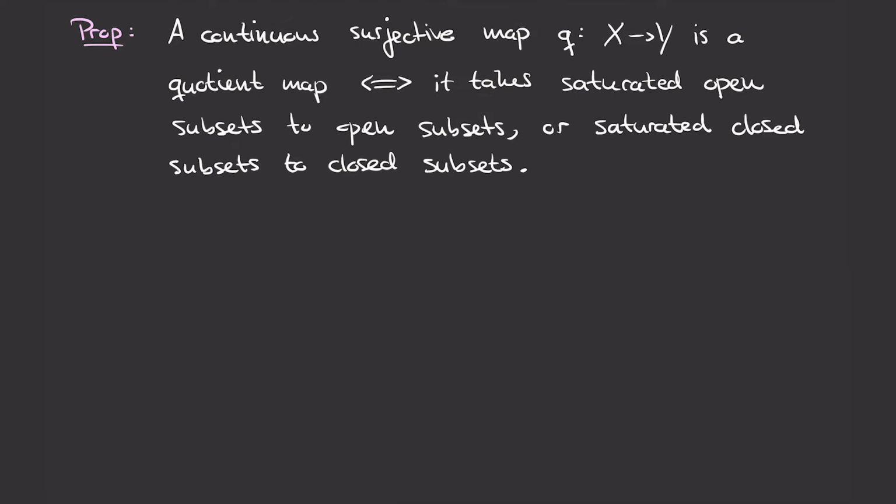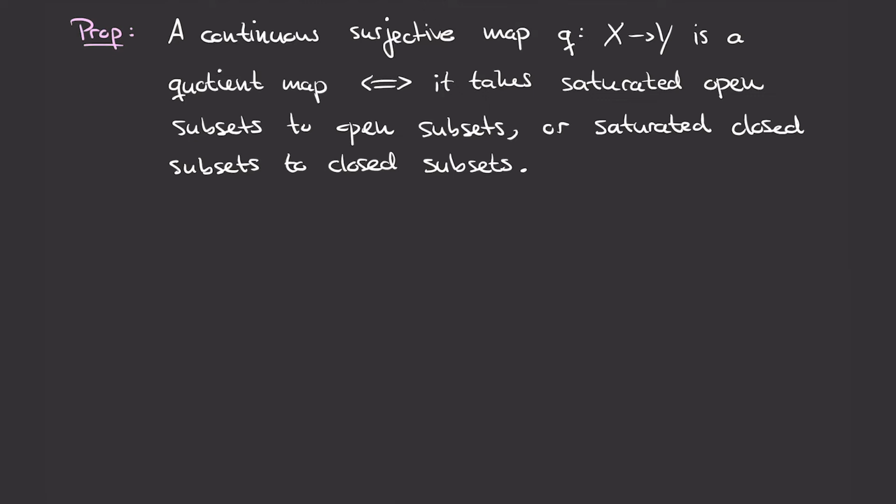One way to think about this is that this is a weaker form of openness for the map Q. So instead of taking every open set of X to an open set of Y, or alternatively taking any closed set of X to a closed set in Y, being a quotient map only requires taking certain open subsets to open subsets, namely those that are saturated, or alternatively taking certain closed subsets to closed subsets, again those that are saturated.